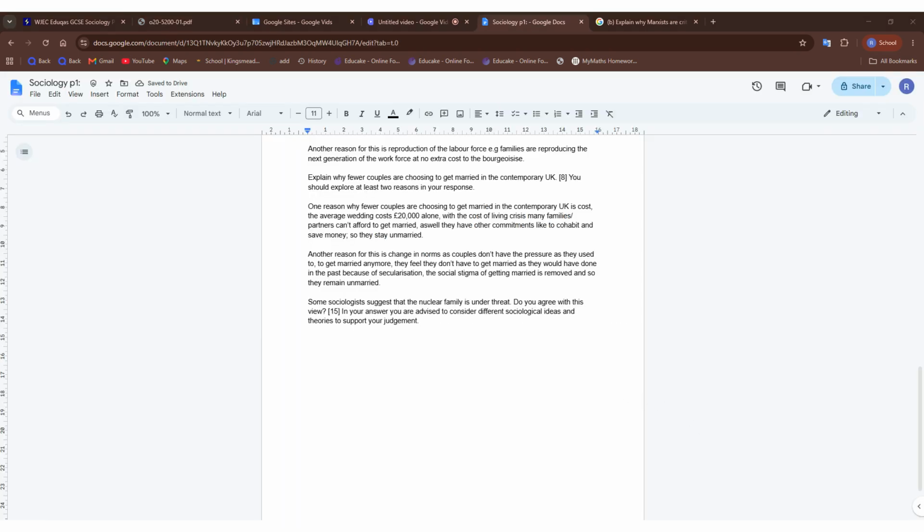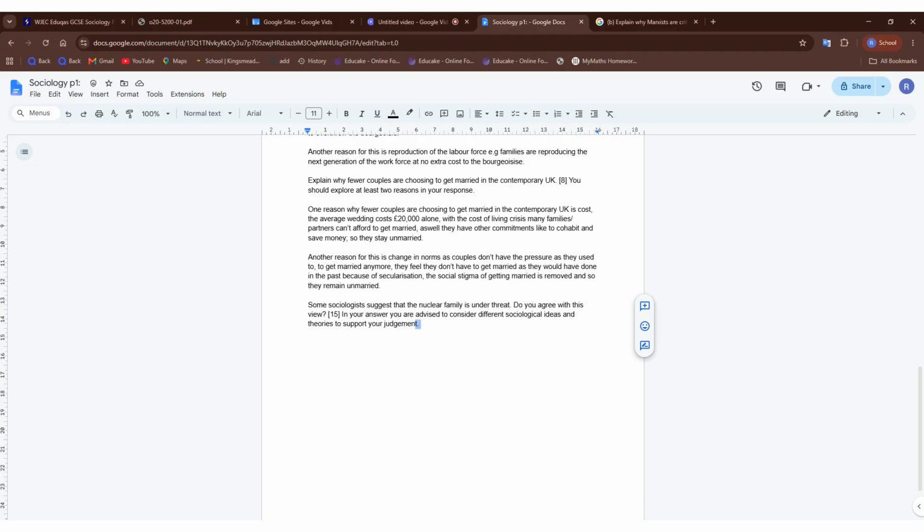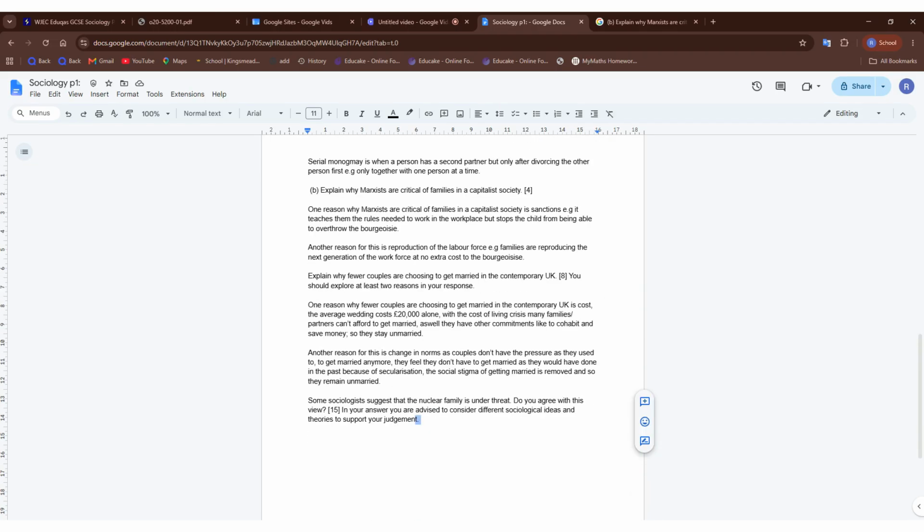And once more, we are back, and this is the next question. This is the 30 marker that will be after this. So the question was, explain why fewer couples are choosing to get married in the contemporary UK. Contemporary, that just means modern, right now. You should explore at least 2 reasons in your response.